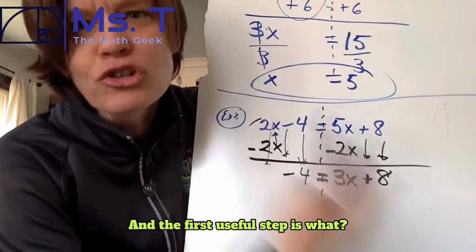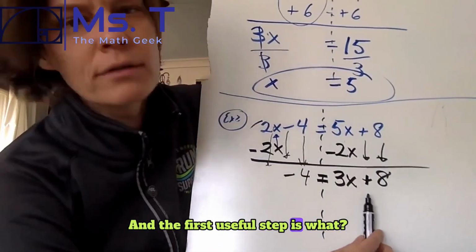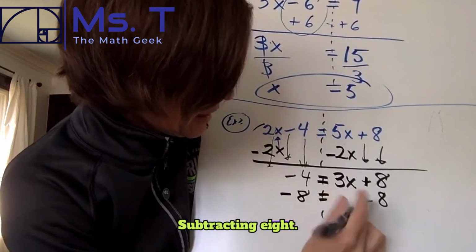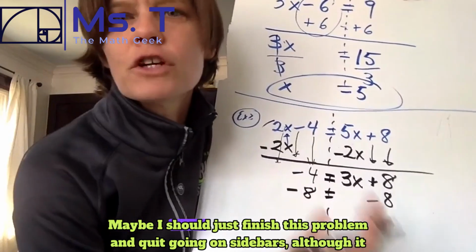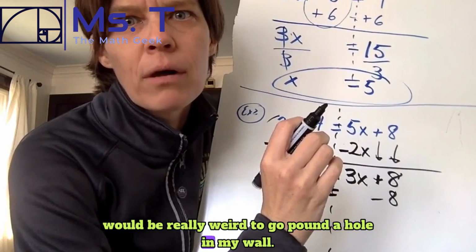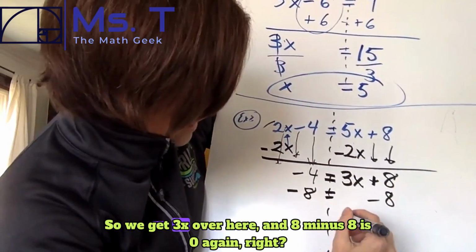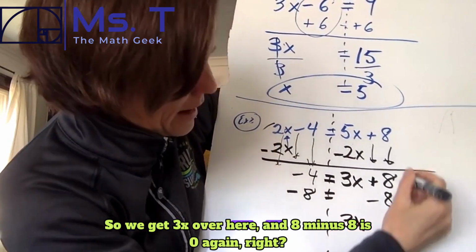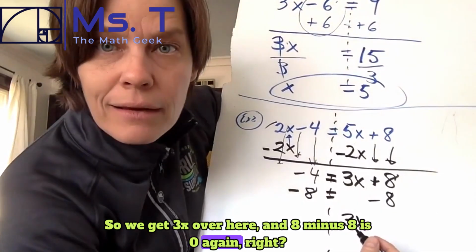And the first useful step is what? Subtracting 8. Again, negative 8 equals negative 8. Maybe I should just finish this problem and quit going on sidebars, although it would be really weird to go pound a hole in my wall. So we get 3x over here, and 8 minus 8 is 0 again, right?